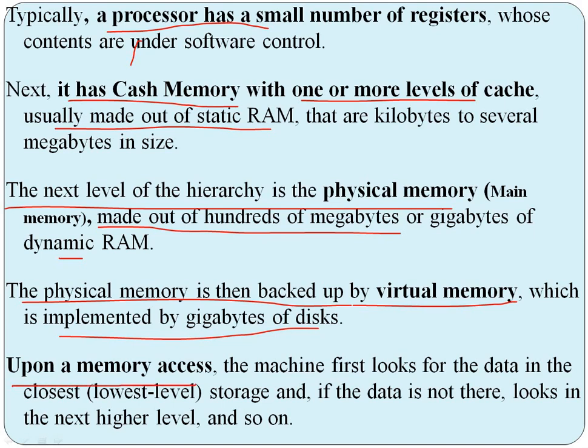Upon a memory access, the machine first looks for the data in the closest storage area, usually a register. If not found, it looks in the cache memory. If the data is not there, then it looks in the next higher level. This goes on.